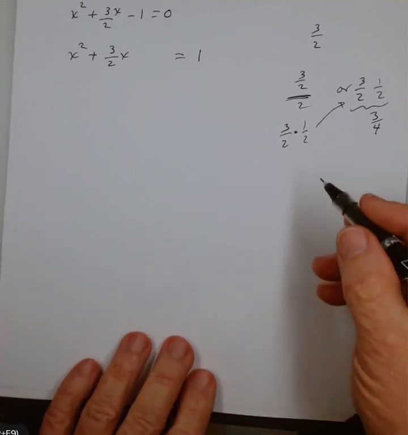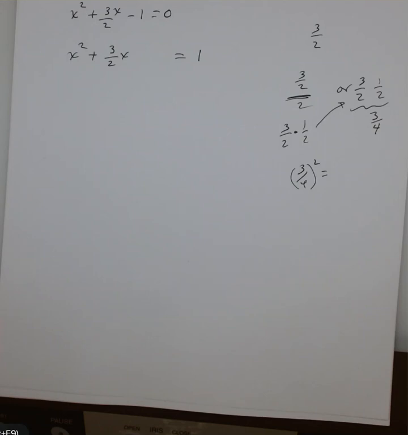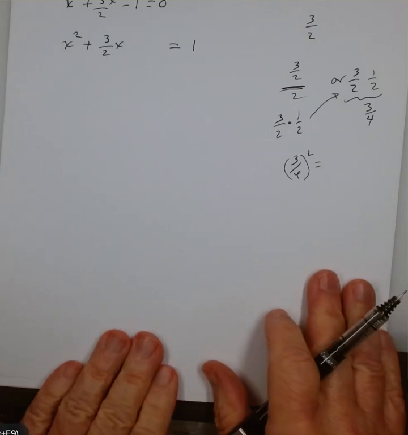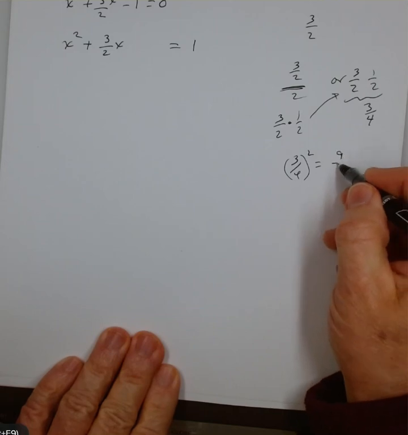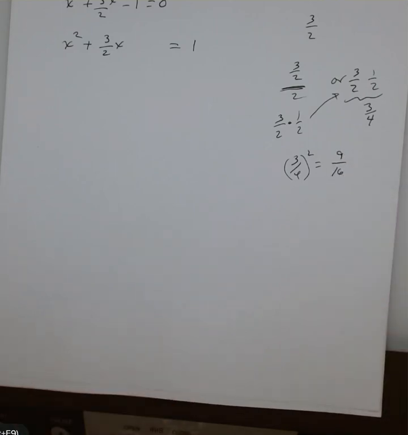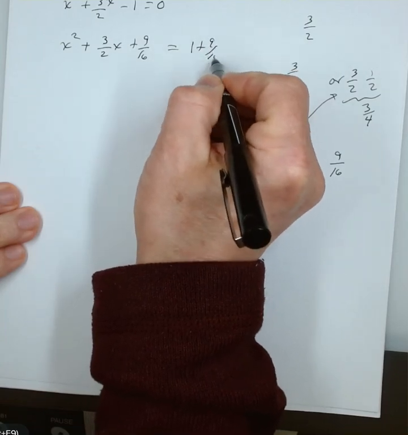I got to square it. So I'm going to take 3/4 and I'm going to square it. Now, remember we said whenever you square it, your numerator and denominator better be perfect squares. So what's 3/4 times itself? 9/16. And is 9 a perfect square? Is 16 a perfect square? Yeah. And then what do I do to 9/16 now? Add it to both sides. So plus 9/16 plus 9/16, just like this.